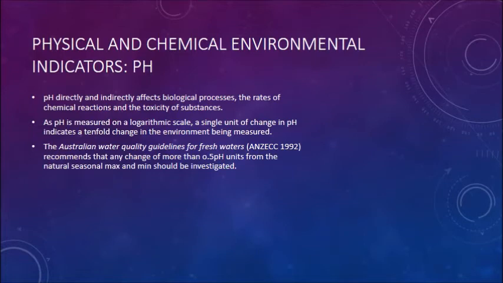The Australian Water Quality Guidelines for Fresh Water recommends that any change more than half a pH unit from the natural maximum should be investigated. So anytime there's a variation more than 0.5 units, then it should be investigated. And here, freshwater has a range of usually between 6.5 to 8.2. 7, remember, is the middle, and when you go down, it gets acidic, and when you go up, it gets basic. So 7 is the middle, and we go down to 6.5 and up to 8.2. So freshwater is usually just more on that alkaline side.